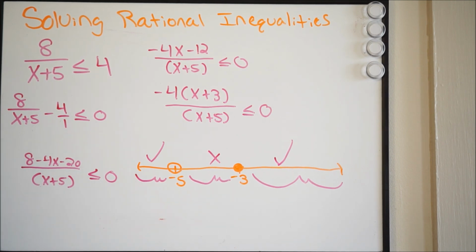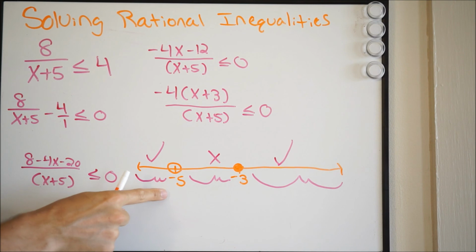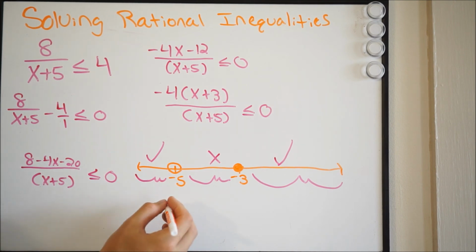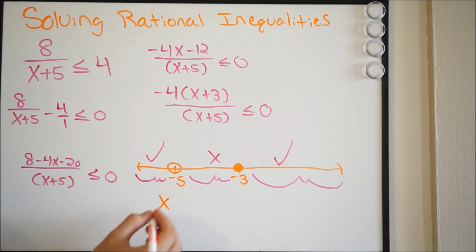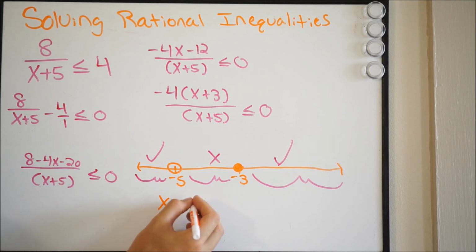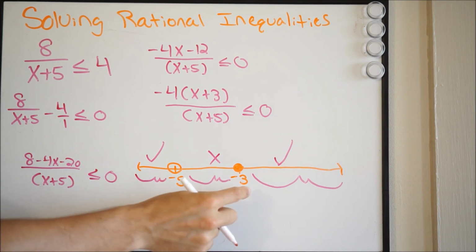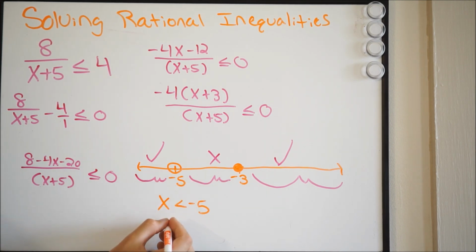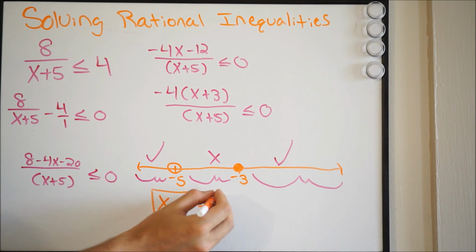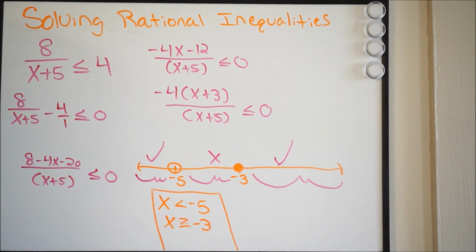So using those regions that we created, we know that this is going to be true here, so we're going to write the following: x has to be less than -5, right? This region was no good, so we're not going to include it. Here was good, so we're going to write x has to be greater than or equal to, right, -3. Okay, and this is going to be our final answer. Okay, so this is how you go about solving rational inequalities.